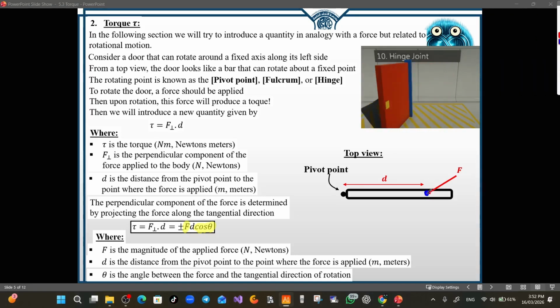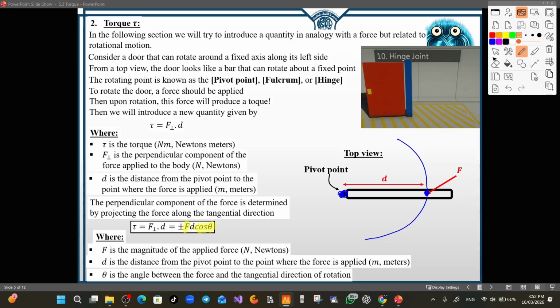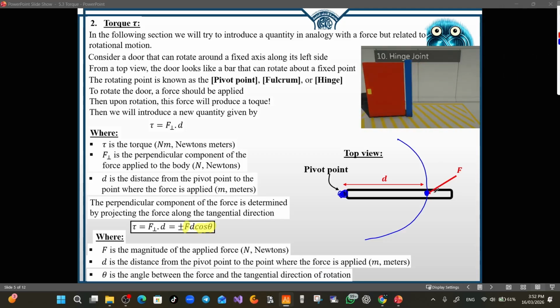Now, let's consider this point. During the rotation, this point will have a circular trajectory, where the pivot point will represent the center of this trajectory. Now, we can define two axes or two directions. The first direction is the radial direction, which is a line passing through the pivot. And the second direction is the tangential direction, such that this axis will be tangent to the circular path formed by this point.